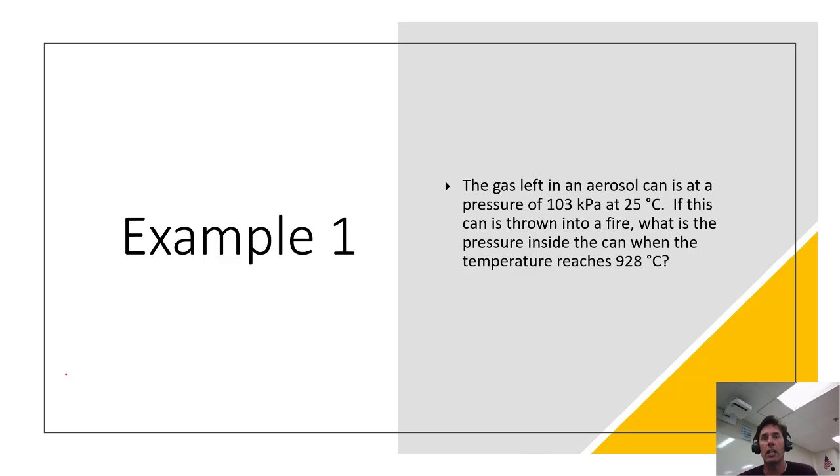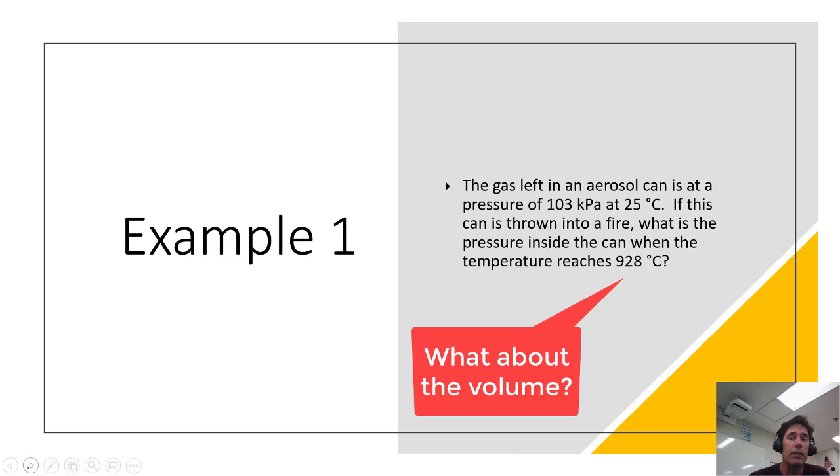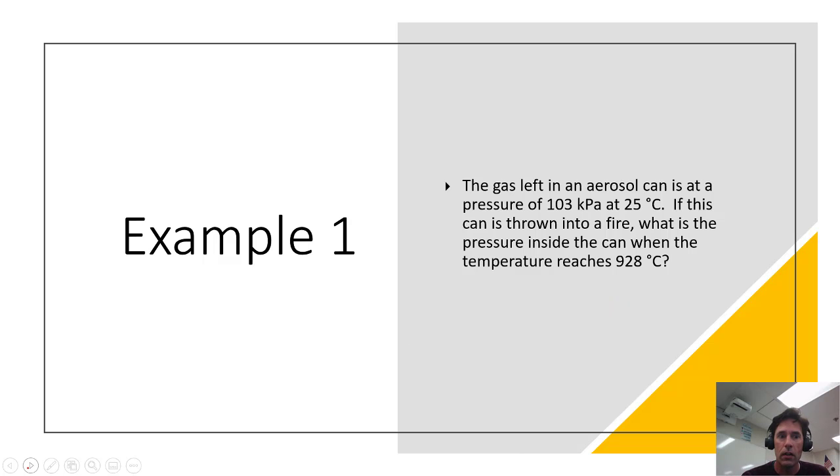Think about it. We're taking a gas at 25 degrees Celsius, and now the gas is being heated up to 928 degrees Celsius. So our pressure should go up substantially. Would you all agree? Okay, so let's see if we can actually calculate this out. Did anyone happen to notice that volume is not discussed here? So that would mean that it is considered to be constant.